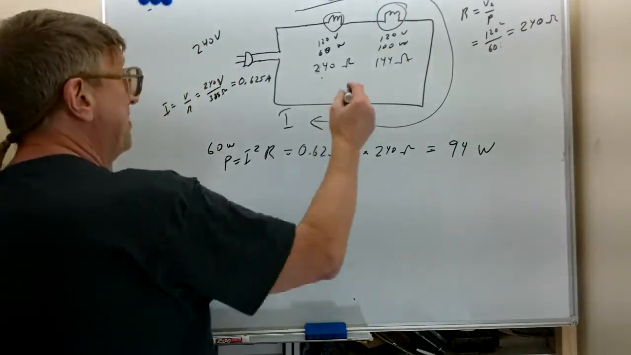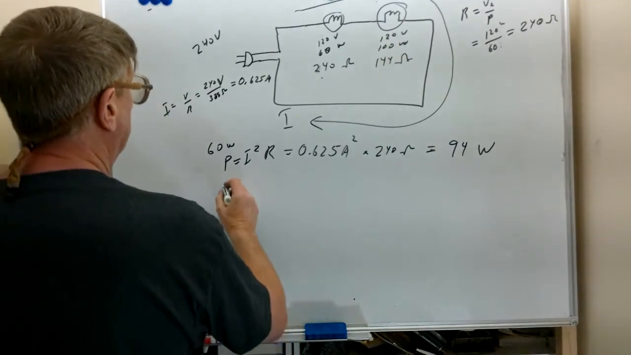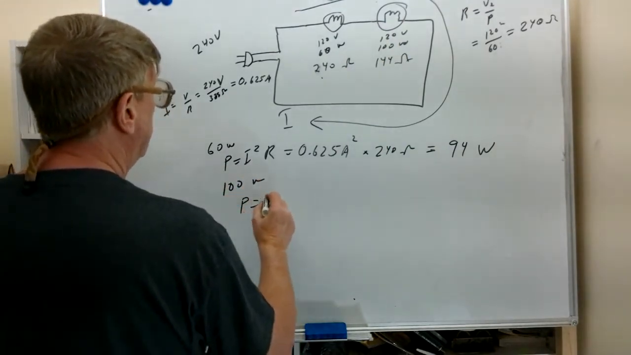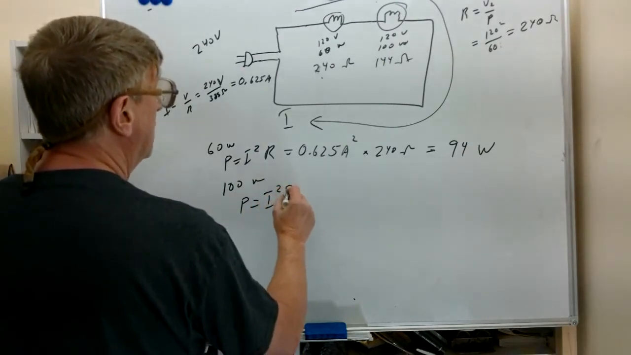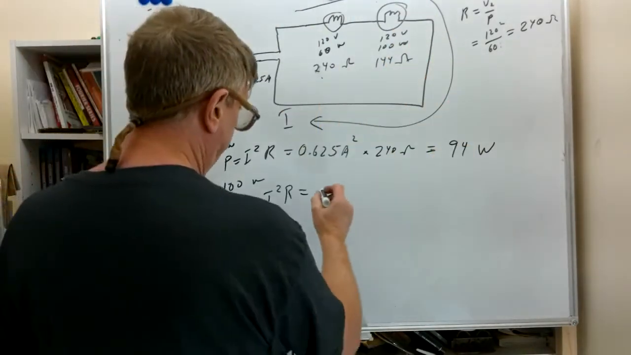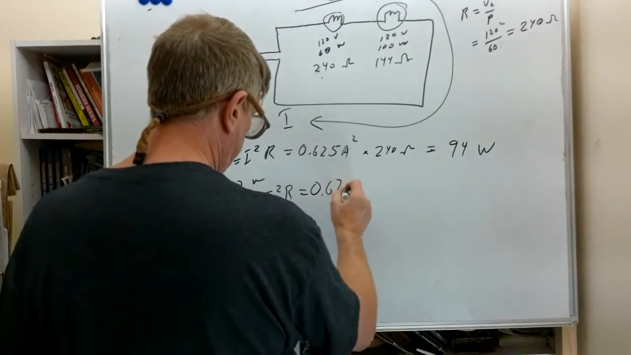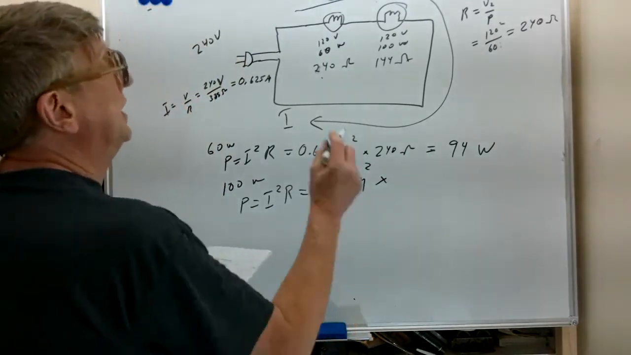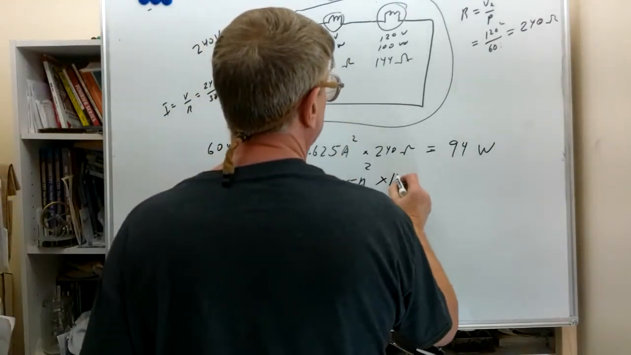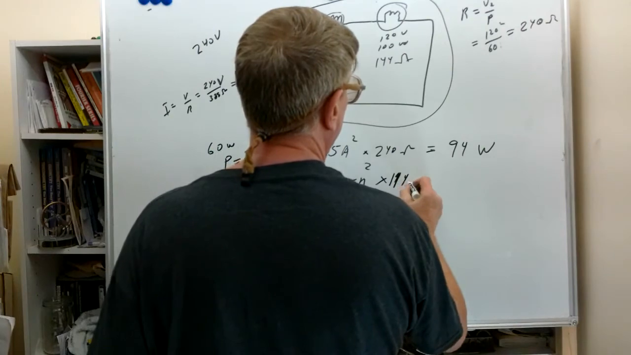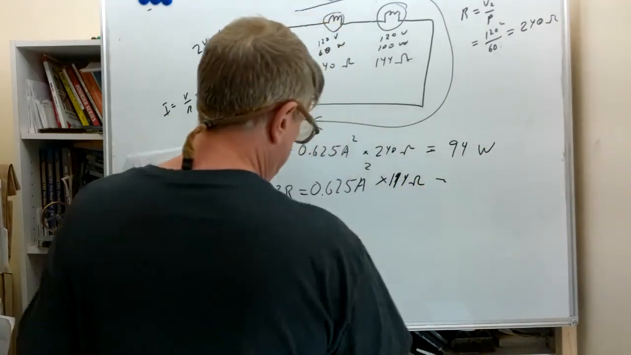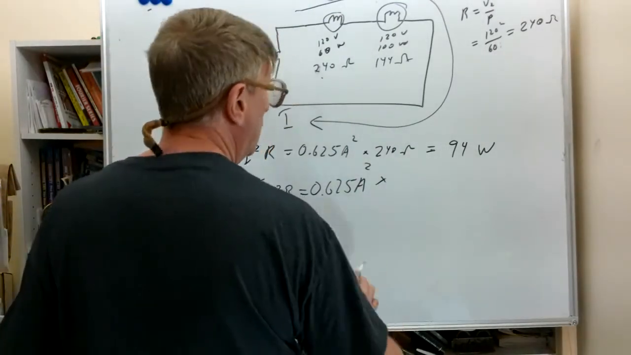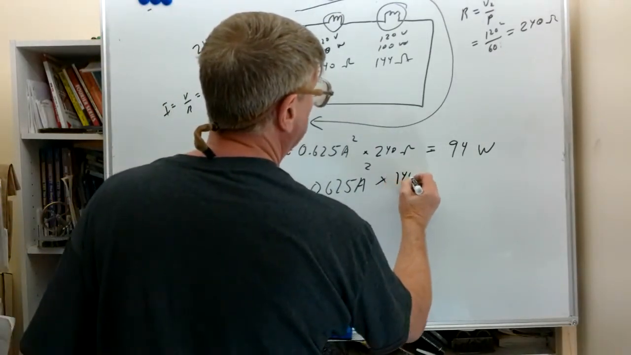Now let's do the same thing for the other light bulb, the 100 watt. Power equals I squared R, with the same current. We'll square that, and we're going to multiply that times the now 144 ohms.